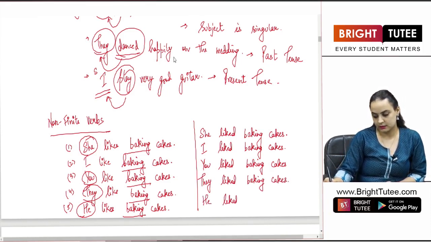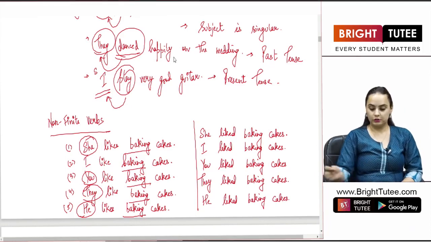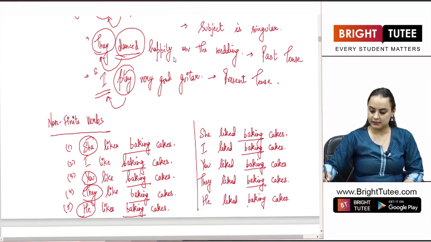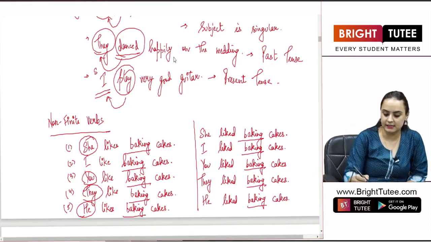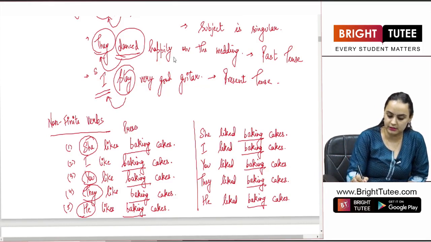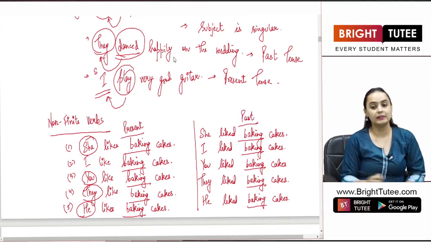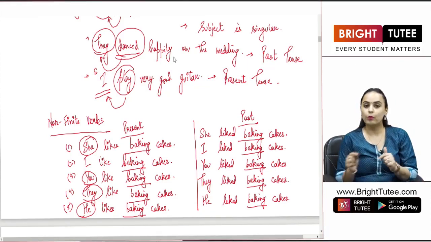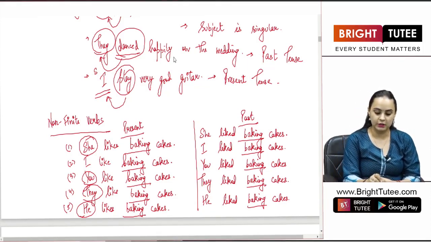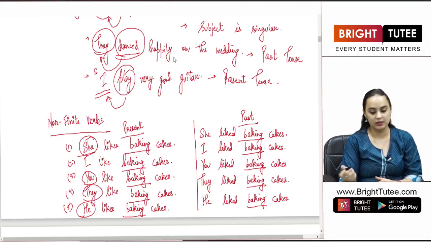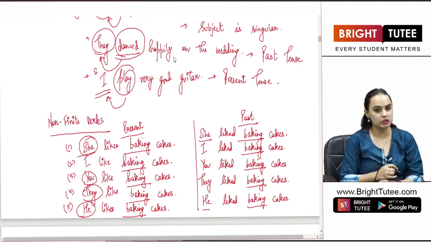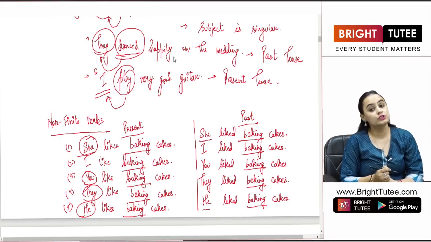He liked baking cakes, and so on and so forth. So if you just look at these sentences, these were written in the present tense, while these sentences were written in the past tense. In both these tenses, I used subjects, the singular subjects like he, she, I. I used the plural subjects like you and they.